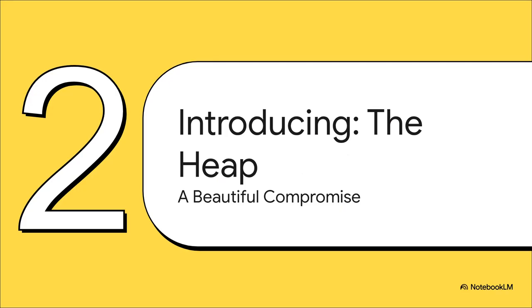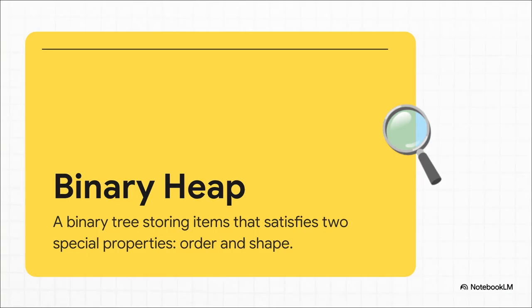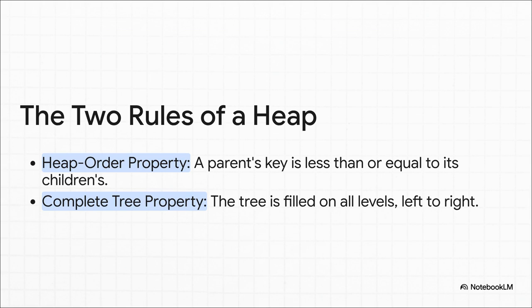And that something better is a truly beautiful data structure called a binary heap. It finds this perfect, happy medium between those two extremes. So what is a heap, really? Well, at its heart, it's just a special kind of tree. And its specialness comes from following two very simple but very powerful rules. And here they are. These two rules are everything.